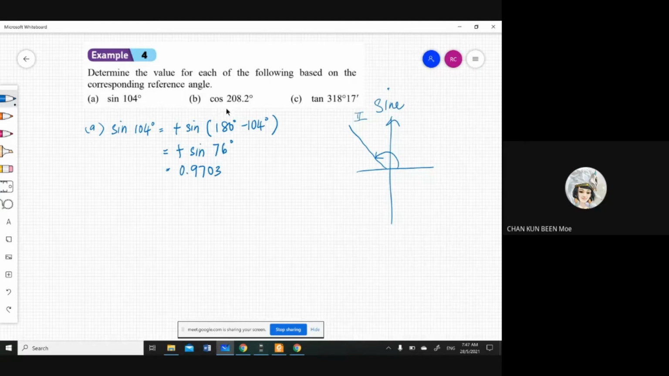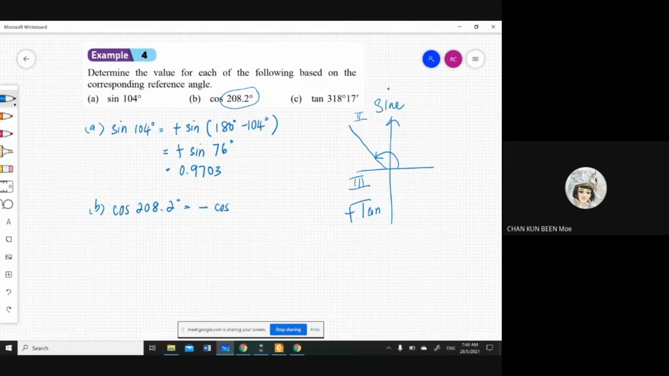For B, you are asked to find cos 208.2 degree. So cos 208.2 degree, this is in which quadrant? Quadrant 3, right? It's more than 180 degrees. So it's over here. Is the cos positive or negative? Negative, correct, because the positive one is tangent. So if the cos is negative, straight away you write down negative cos.